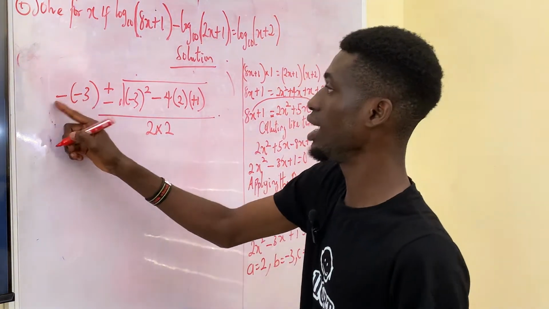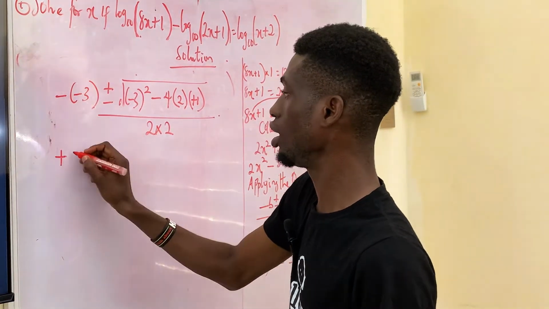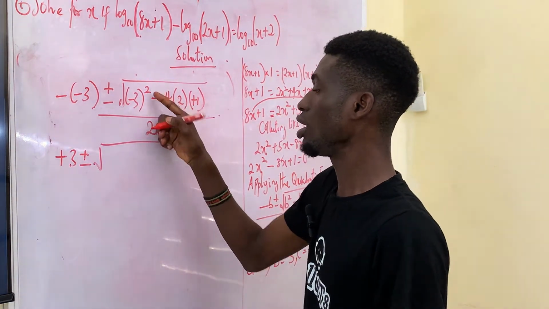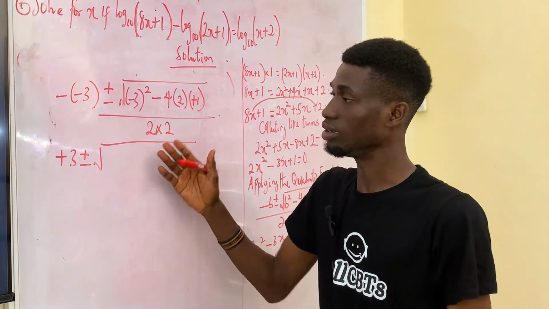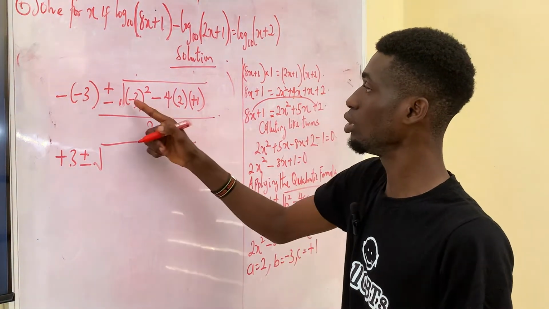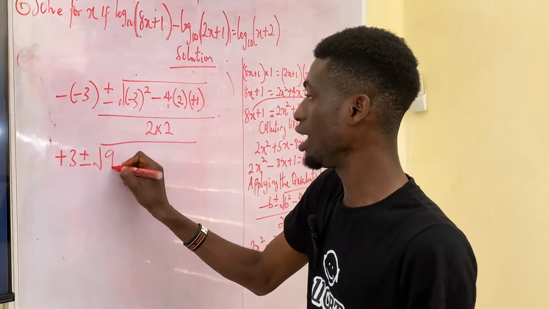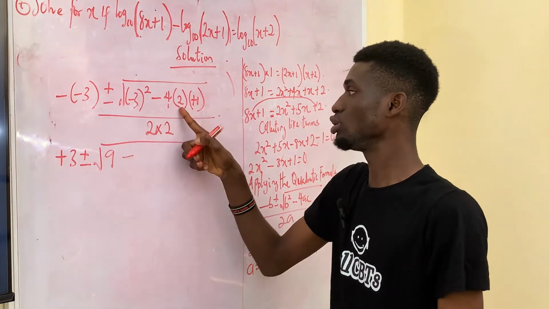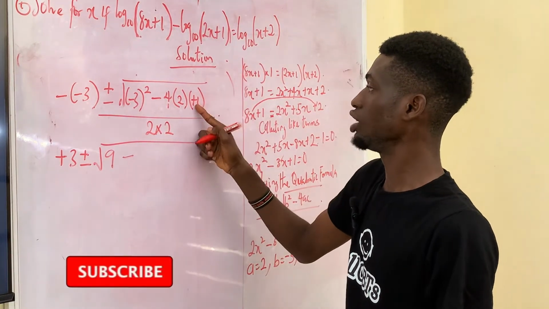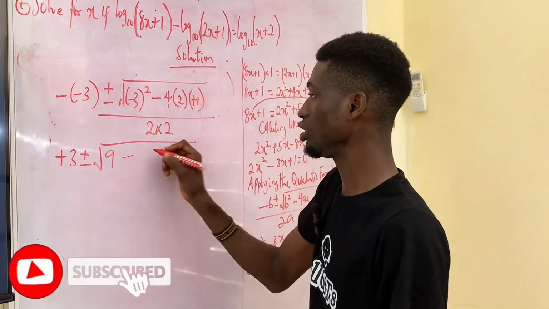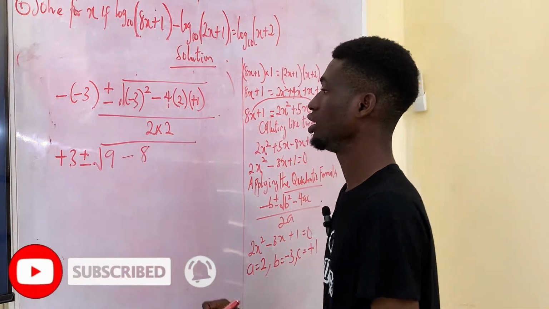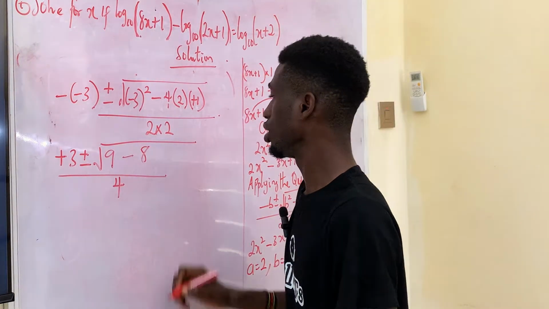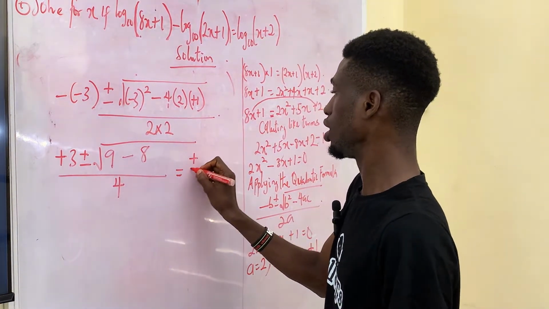So let's have it. Minus times minus will give me +3, plus or minus square root of -3 squared means -3 times -3. So that will give me what? 9. Once you put that in your calculator, I have minus 4 times 2 will give me 8. 8 multiplied by +1 is going to give me 8. All on 2 times 2 will give me what? 4.